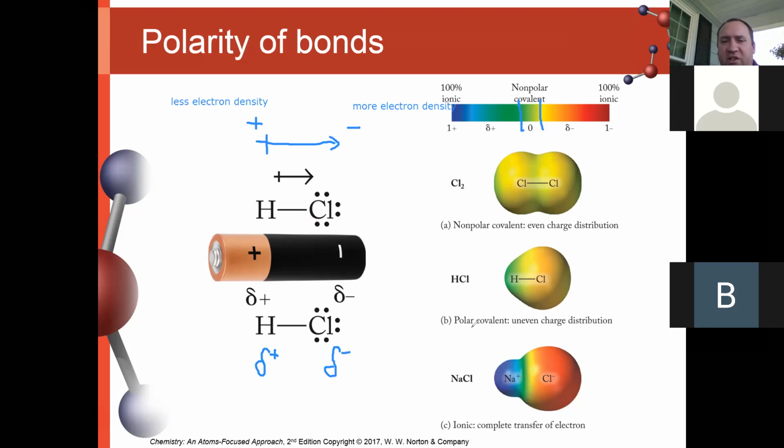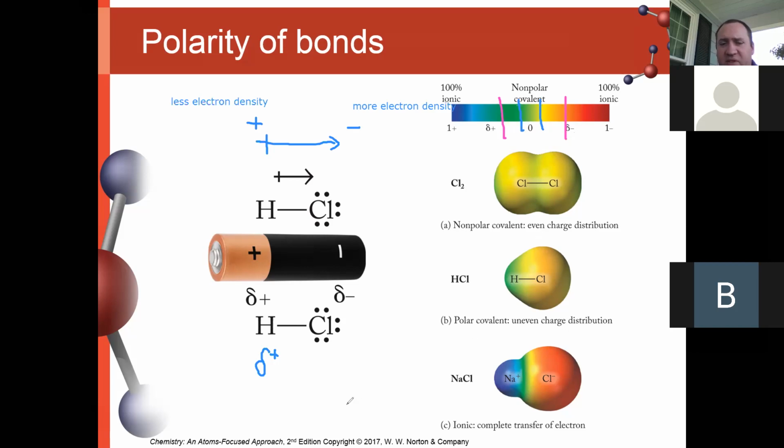As is the case with hydrogen chloride, we see polar covalence there, and we can see that our bars have increased a little bit. I see a greener area here around the hydrogen, an orangish area here around the chlorine. And so what we're getting is a larger range of electron density and unevenness of sharing.